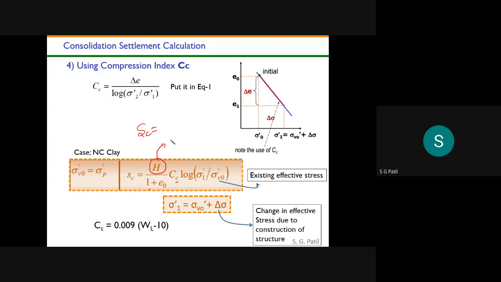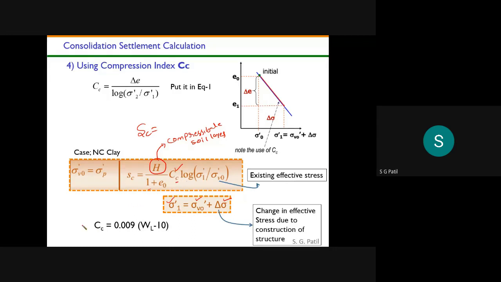So H is your compressible soil layer thickness, and C_c is my compression index. Sigma 1 is nothing but my in situ stress plus the change in stress due to external loading. This is the in situ stress and this is my change in stress; both together I call sigma 1. Sigma 1 dash is divided by sigma v naught dash, where sigma v naught dash is the existing effective stress. So this C_c is there.